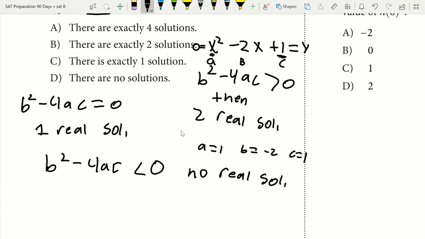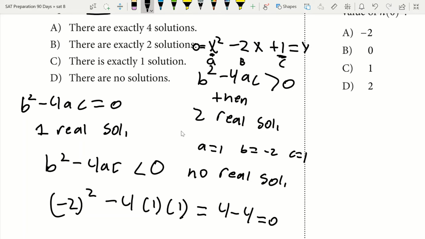So at that point, we go ahead and plug it into b squared minus 4ac. b is negative 2, so we take negative 2 and square that. We subtract 4 times a, which is 1, and then times c, which is also 1. We know that negative 2 squared is going to give us 4, and then we have 4 minus 4 times 1, which is 4 minus 4, which will leave us at 0. Since b squared minus 4ac is equal to 0, we know then that there's going to be exactly 1 solution, so our answer there will be C.